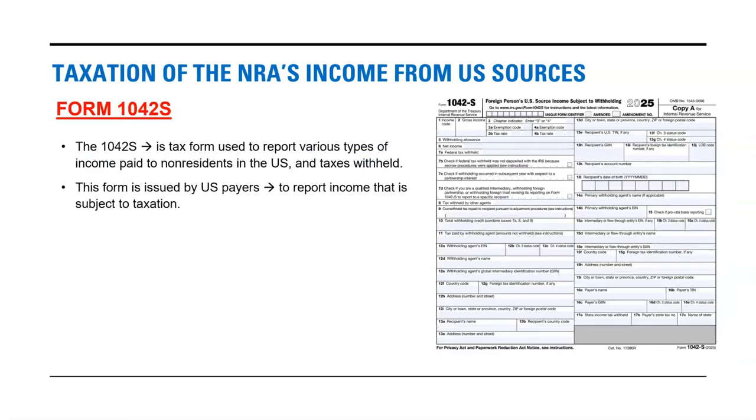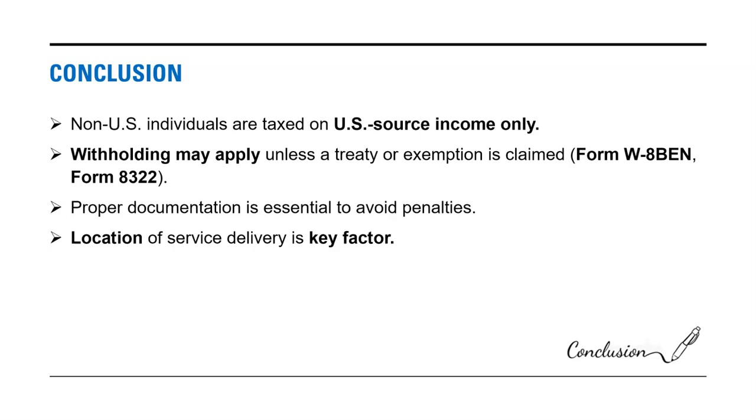The second form is Form 1042-S. This is a tax form used to report various types of income paid to non-residents in the United States and tax withheld. So this is similar to the 1099 form that businesses usually issue to a contractor, but that is for resident contractors. For non-resident contractors, non-resident aliens and foreign individuals, the United States payer should issue Form 1042-S.